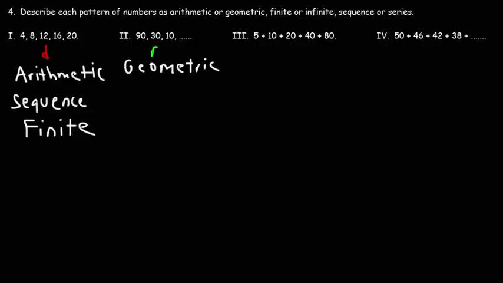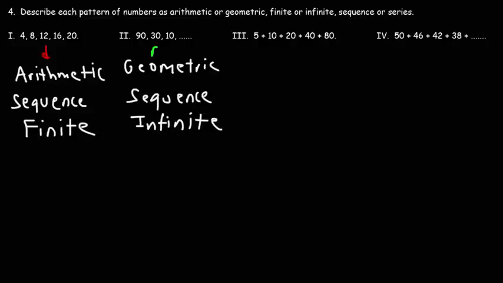Now, are we dealing with a sequence or a series? We don't have a plus sign between the numbers, so we have a comma. So we're dealing with a sequence. And this sequence has no end. It goes on forever. So what we have here is an infinite geometric sequence.